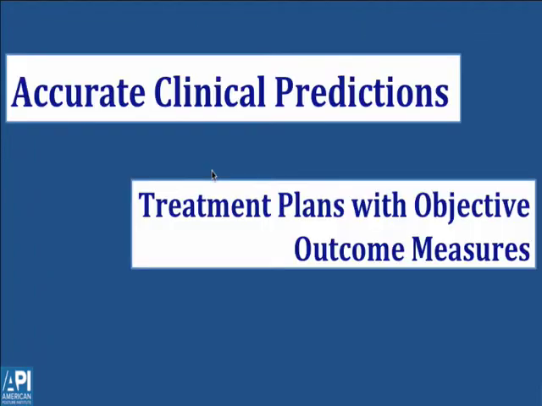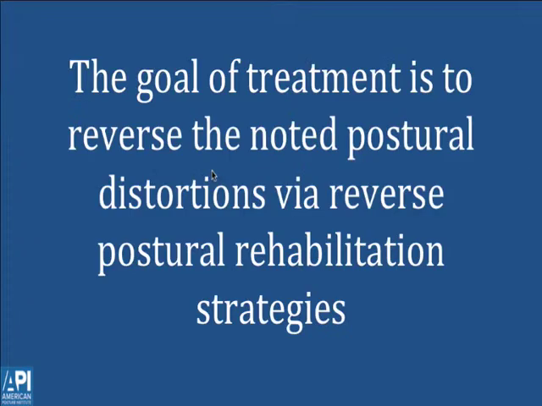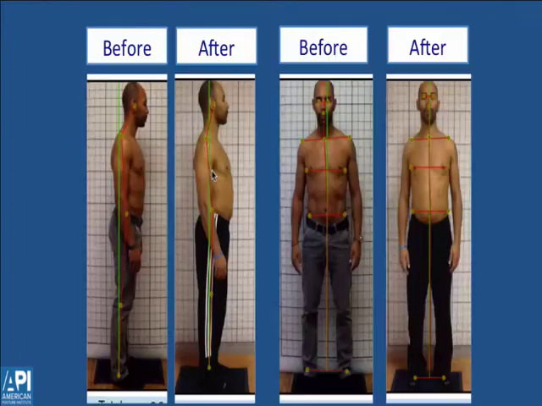tilt or lateral flexion. By evaluating the posture images for these two angles, the posture expert has important information necessary to make accurate clinical predictions and a treatment plan with objective outcome measures. After evaluating for forward head posture via the Burns cervical angle and the side of dominant lateral flexion via the lateral flexion angle, you can make an educated decision about the necessary treatment plan for the patient.